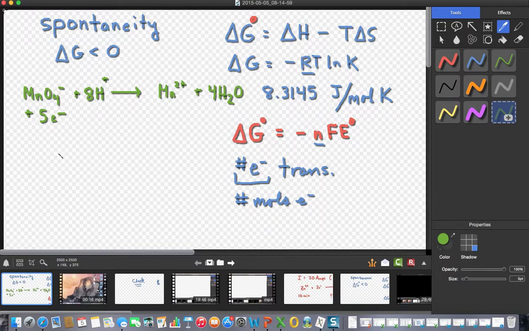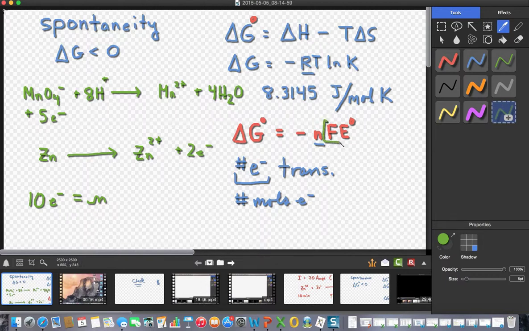Let's say for the oxidation half reaction, we have zinc that is oxidized to zinc 2 plus and 2 electrons. The number of moles of electrons that are transferred in such a process is going to be the least common multiple of 5 and 2. So the number of moles of electrons transferred in this reaction would be 10 moles of electrons. This is what N is equal to.